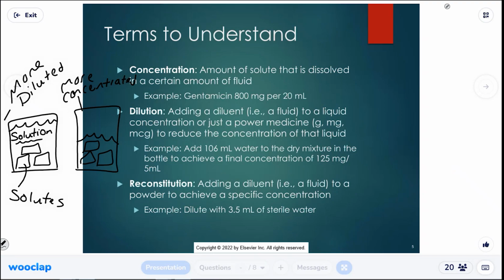If this solution is whatever total liquid, concentration says, I've got 3, whatever solutes, per 5 milliliters of liquid. That's a concentration. That's what we've been working with already for medications. We've been working with medications that come in liquid form that are 10 milligrams per milliliter, whatever, what have you, right? So that's all, again, concentration.